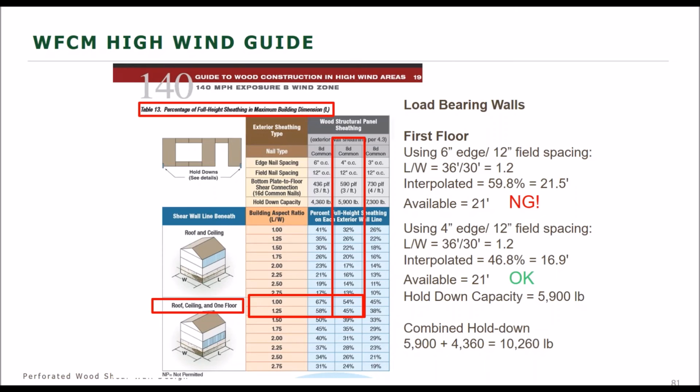We have a slightly higher required hold down capacity. It's 5,900 pounds. So combining the first floor and second floor hold down requirements, we see that our hold down capacity on the first floor is 10,260 pounds.